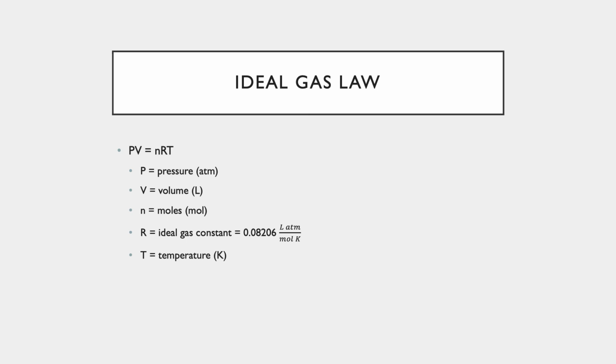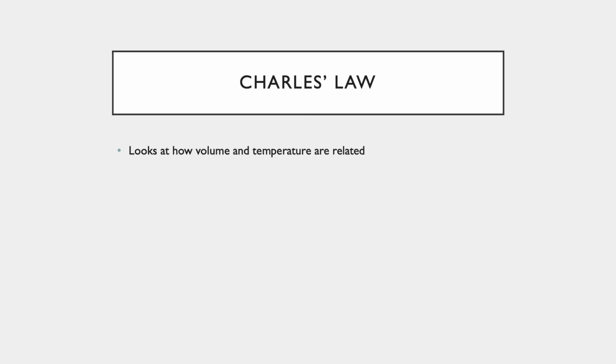Now, what we're going to be focusing on for this particular experiment is actually not the whole ideal gas law, but really just how two particular variables are related. The nice thing about the ideal gas law is it shows how a lot of different variables are related to one another, but what we're going to be focusing on is actually just volume and temperature. So Charles' law really describes the relationship between volume and temperature.